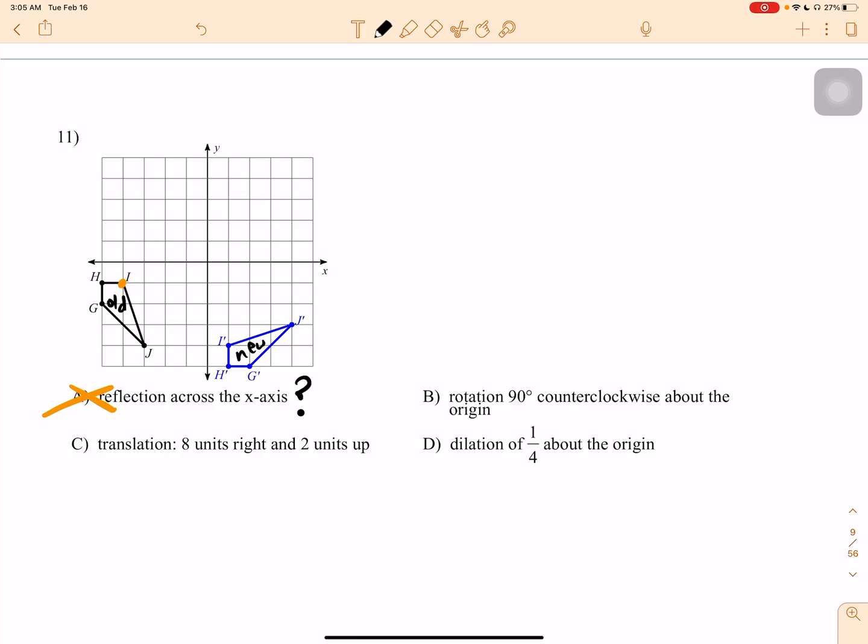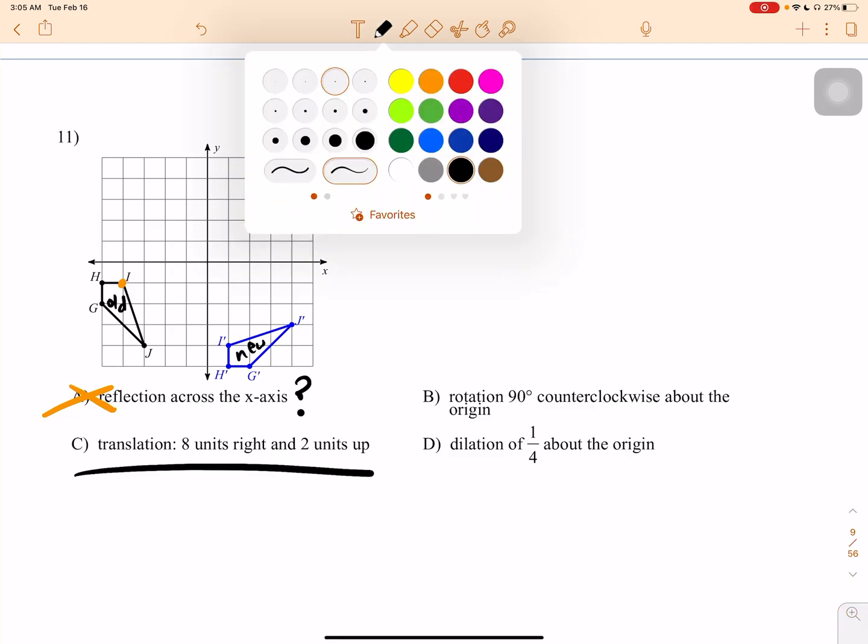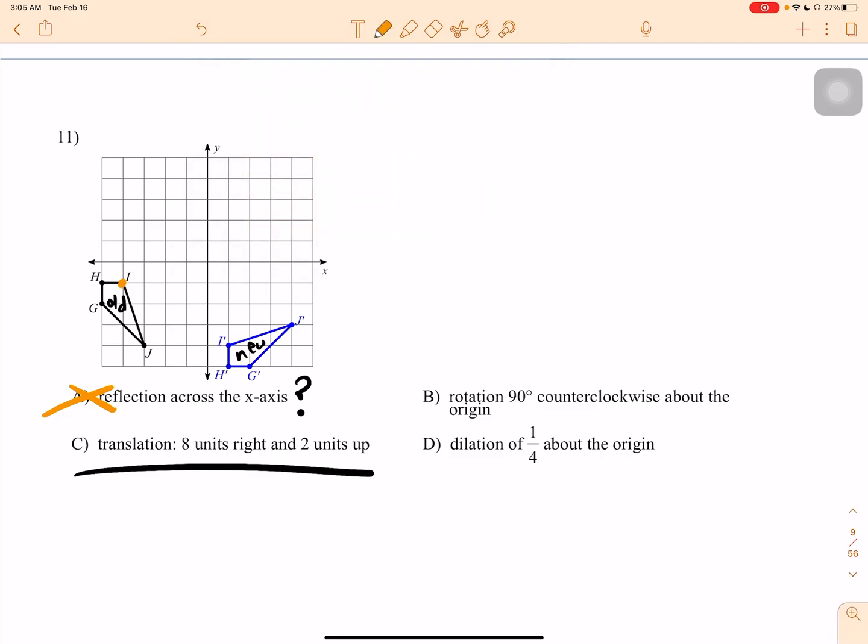All right, so for I, we're going to test C. We're going to move point I 8 units to the right, 5, 6, 7, 8, and 2 units up. Is that where I should be, or I prime? It's not, right? I prime should be here if I were to actually do the correct translation, or the correct transformation to my new shape. So it is definitely not translation either. Really, this stuff is a good process of elimination. It's definitely not translation.